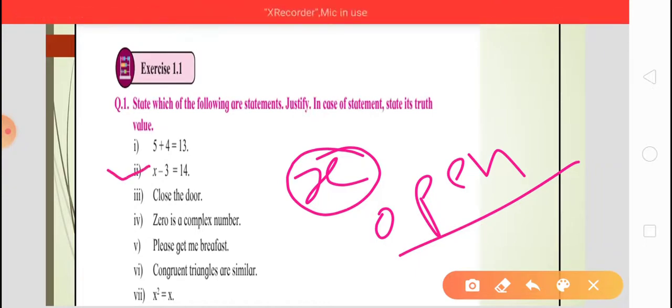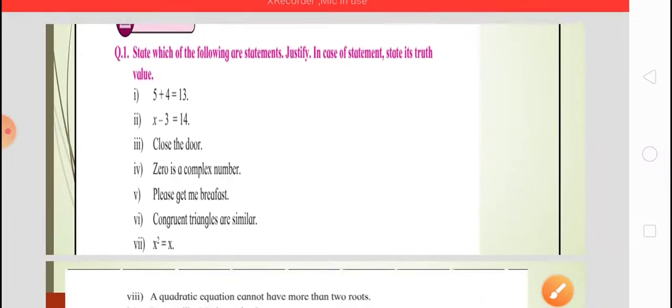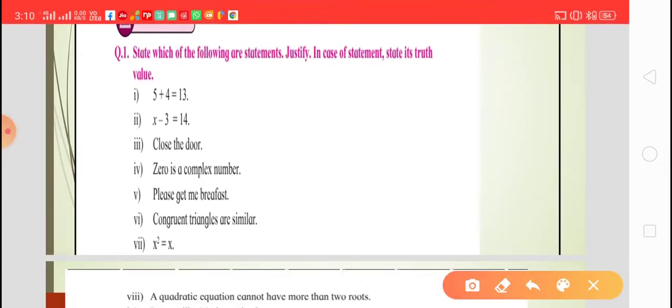Okay, now friends, next example. Close the door. It is a command. We learned that all requests, all commands, all exclamatory sentences, all questions, that is interrogative sentences, and open sentences are not statements, so this example, close the door, is not a statement.